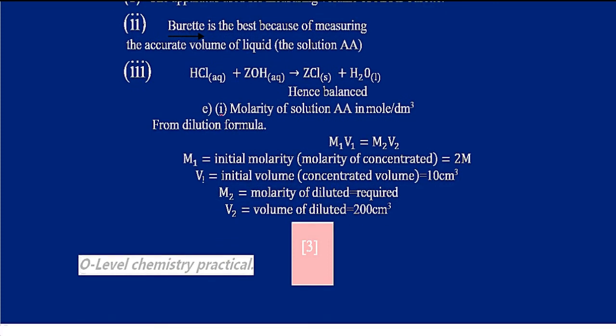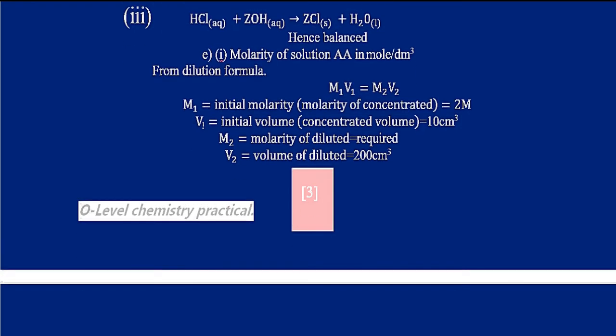Molarity 1 is 2 M. Volume 1 was 10. Molarity 2 is what is required. Volume 2 is what it was diluted up to, 200. Then you get the molarity 2. That is our calculation. Do you see? It is very nicely calculated, so it is a good arrangement, so the marker can mark you without any bias.